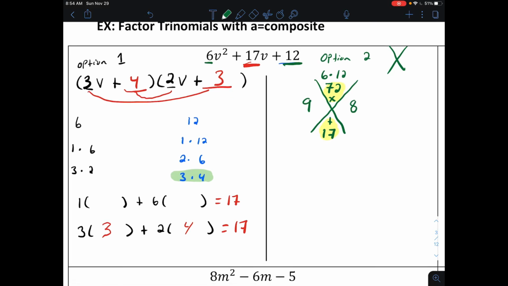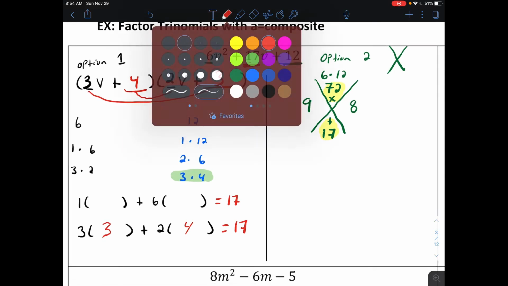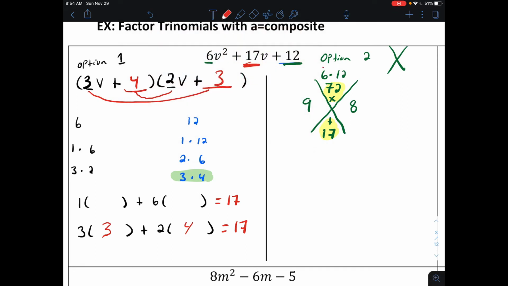We're going to take those numbers and we have to divide those numbers by the 6. So I have to divide both of these numbers by 6, and I have to change the sign. So it'd be negative 9 over 6 and negative 8 over 6. I'm going to set both of those little fractions equal to the variable of my problem, which in this case is v. And reduce your fractions. So negative 9 over 6 is negative 3 over 2, and negative 8 over 6 is negative 4 over 3.